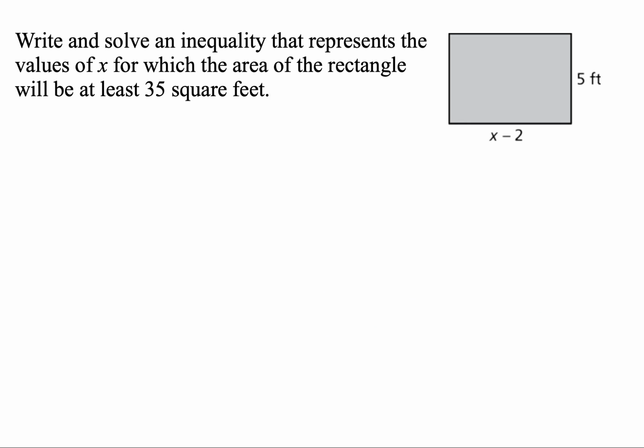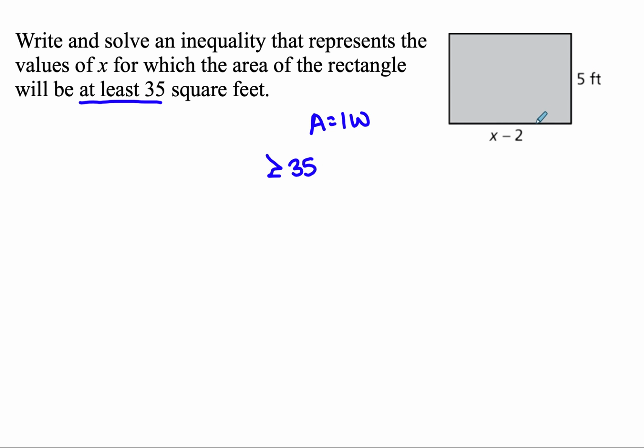All right, let's take a look at this next one. Write and solve an inequality that represents the values for x for which the area of the rectangle will be at least 35 square feet. All right, remember area is length times width for a rectangle. That's our formula. It says at least 35. So at least means greater than or equal to. Could be 35, could be more.